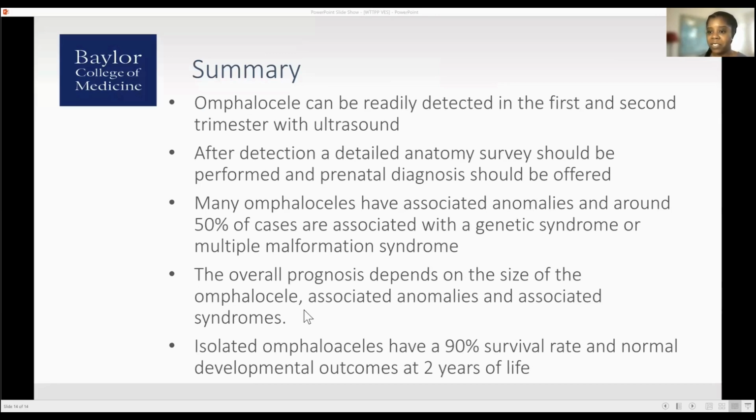Many omphaloceles have associated anomalies, and around 30% of cases are associated with a genetic syndrome or multiple malformation syndrome. The overall prognosis depends on the size of the omphalocele and the associated anomalies and syndromes. But in the case of an isolated omphalocele, there is a 90% survival rate and normal developmental outcomes at 2 years of life.